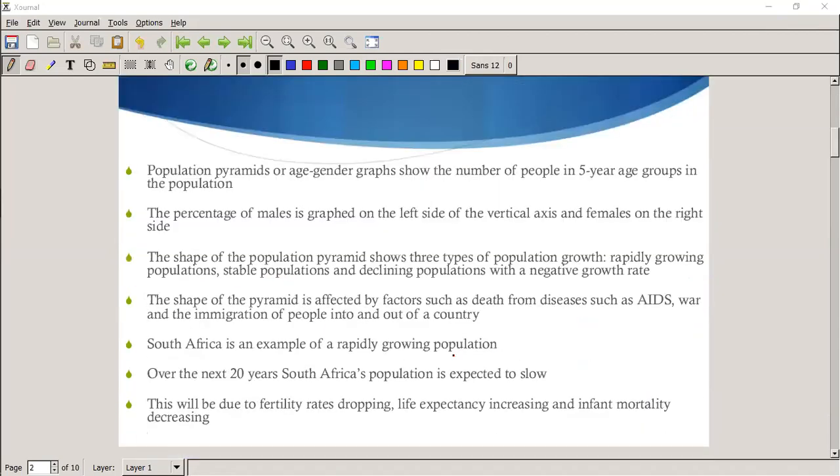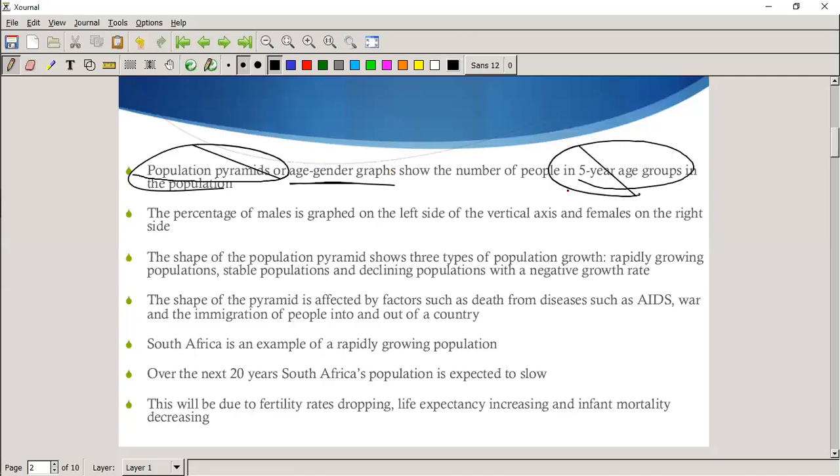Age and gender distribution graphs. Okay, so we're going to take a look at population pyramids, and we also call them age gender graphs, that show the number of people in the 5-year age groups of a population. The percentage of males and females are on opposite sides of such a graph, as you'll see in a moment. The shape of the population pyramid shows three types of population growth. It could be like us, where we are rapidly growing. It could be a stable population, similar to what we find in America, or we can have a declining population, negative population growth, like we find in most of Europe.